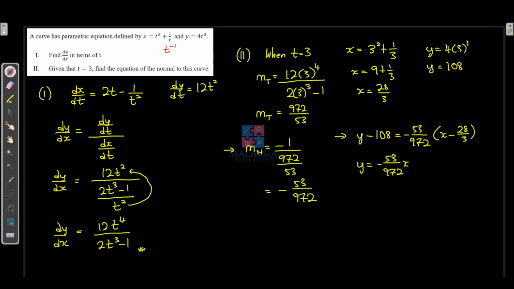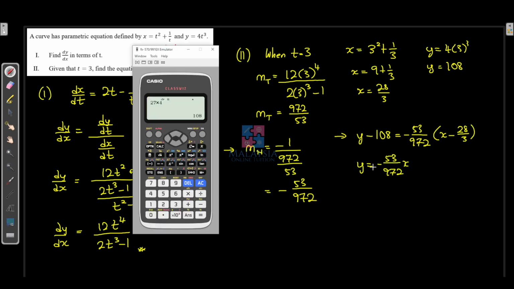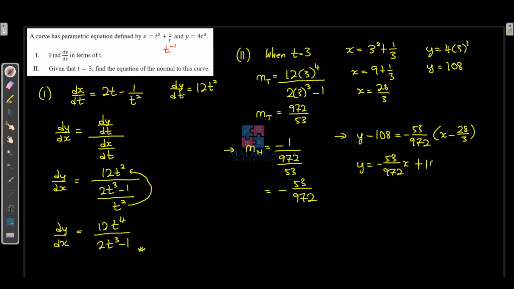So y equals negative 53 over 972x, and then we just use the calculator. So negative 53 over 972 times 28 over 3, and then plus 108. So what do we get? We get something which is not defined by fractions anymore. So we can just leave our answer plus 107. So this is the equation of the normal to this curve when our t equals 3. So this is the final answer for question number 4, part 2.